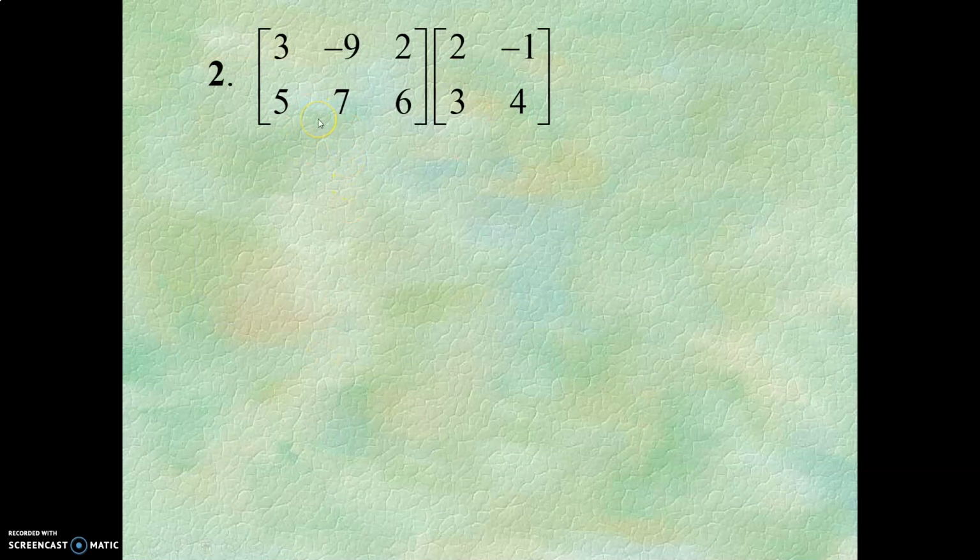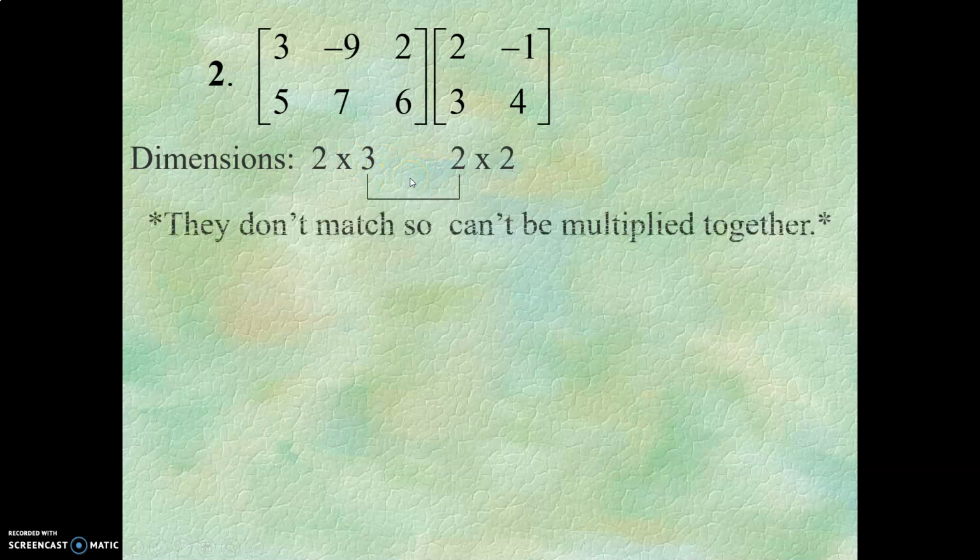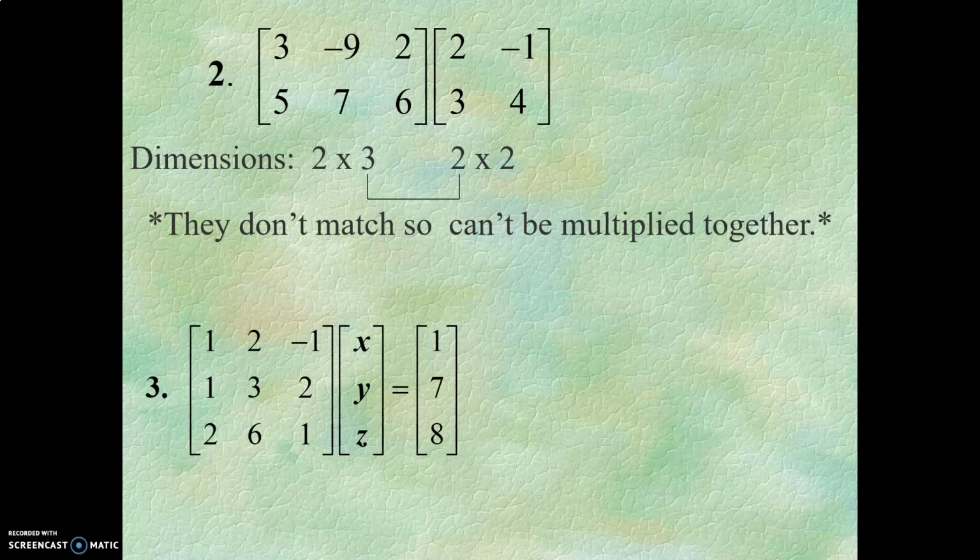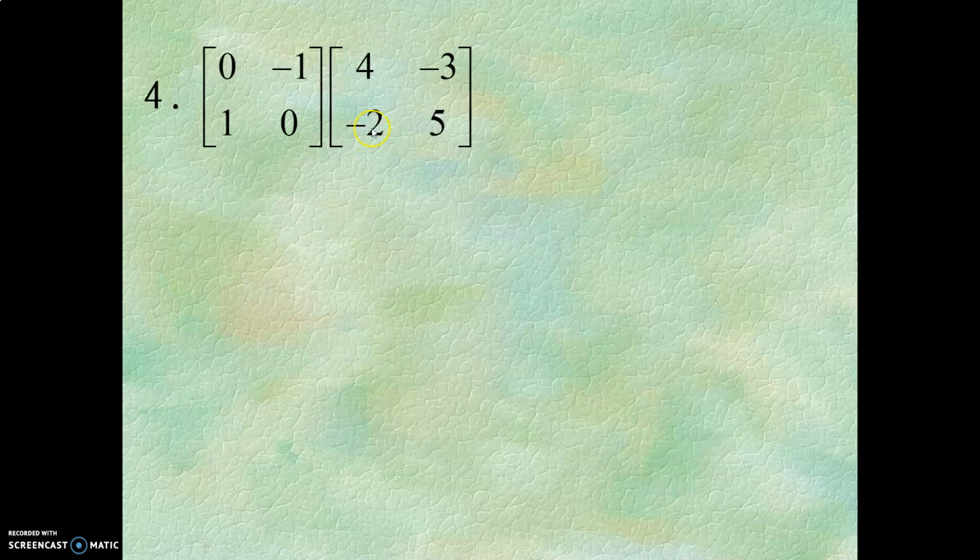Here we have a 2 by 3 times a 2 by 2. Okay, so again, we're going to compare our dimensions, and we're going to notice that the number of columns and rows do not work. Those inside numbers don't match. So honestly, we're done. We cannot multiply these together. I'm going to just skip number 3, ignore this one. Number 4 is the last one. We're going to finish up this example one more time.